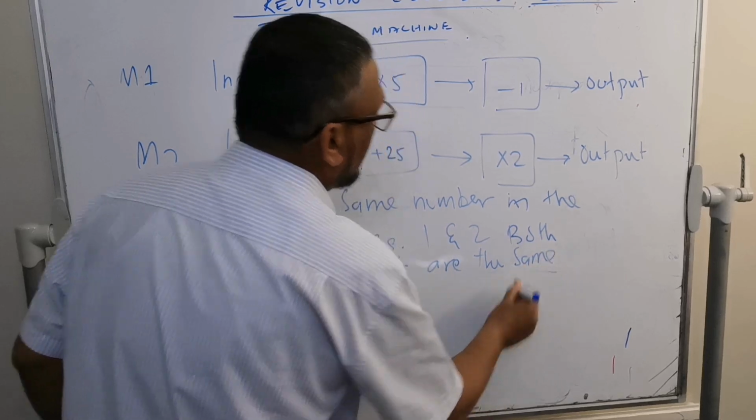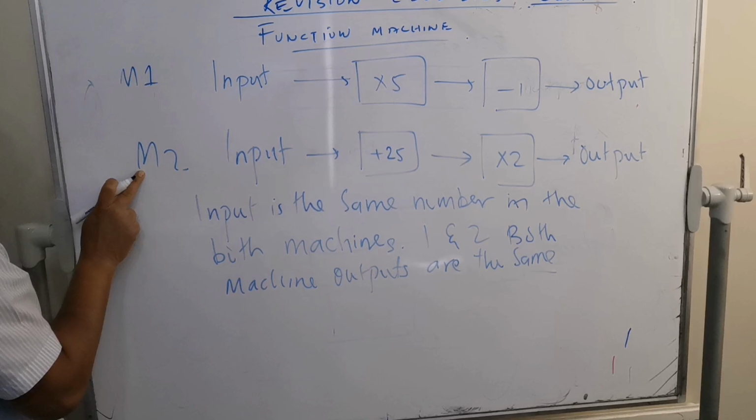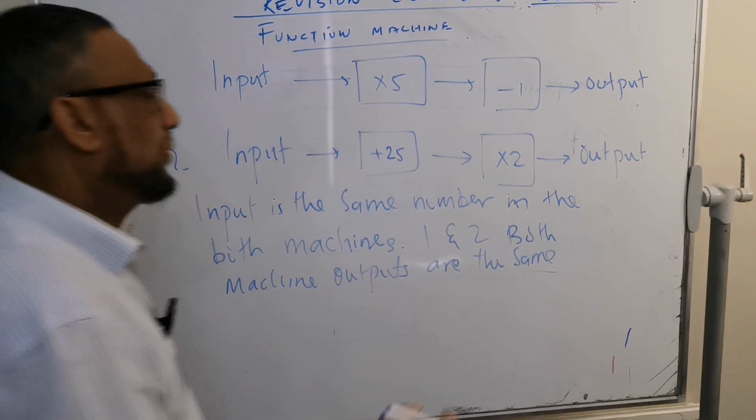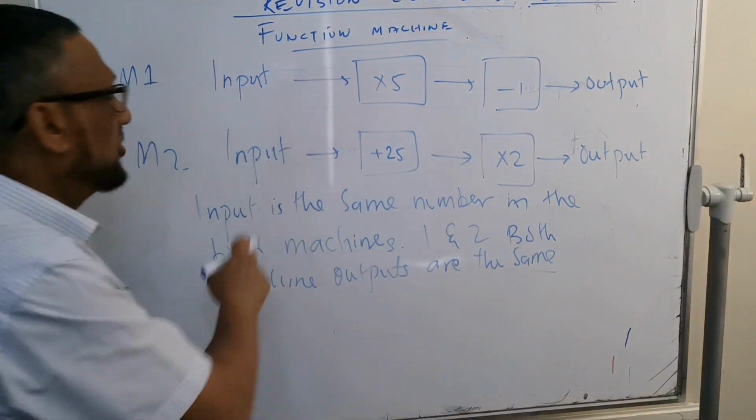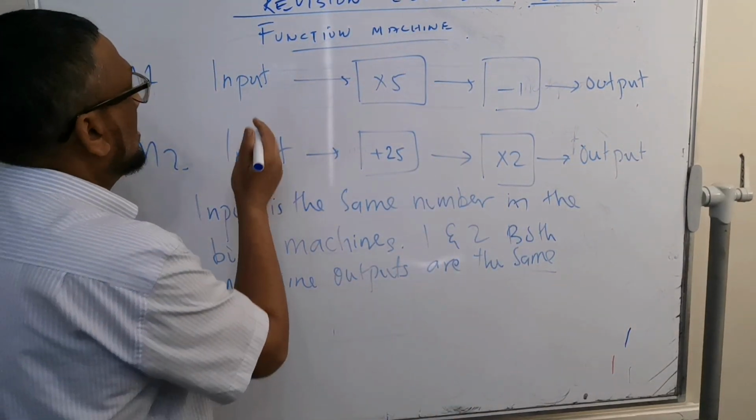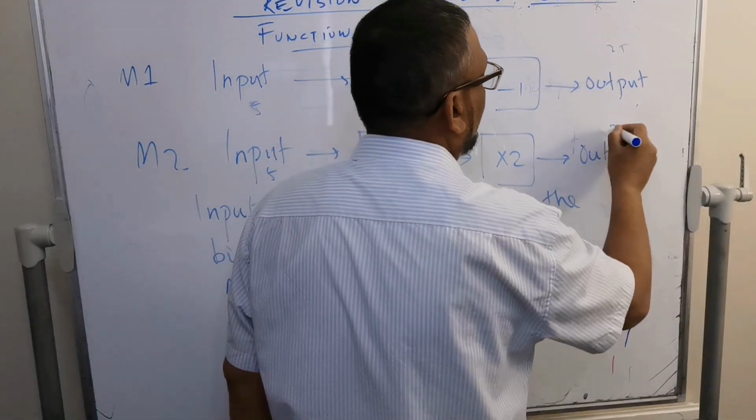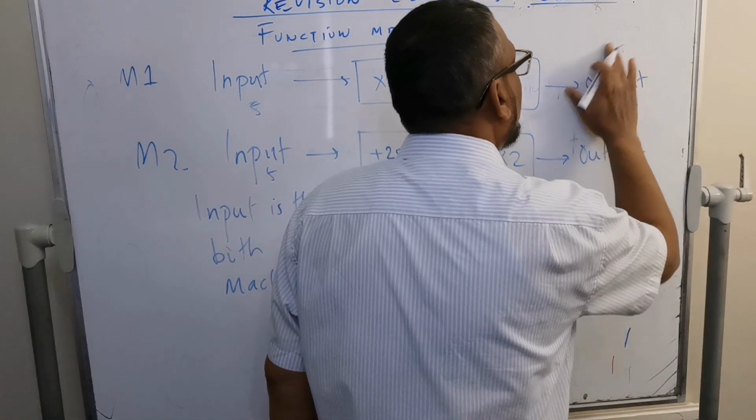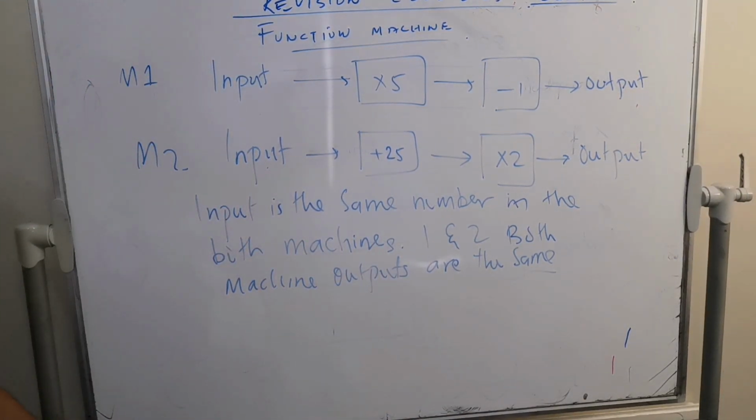So it means there are machine number one and machine number two, putting in the same input, and both machines are producing the same output. For example, if both get input 5 and 5, both produce answer 25 and 25. So how do we work this out, whenever both machines produce the same output?